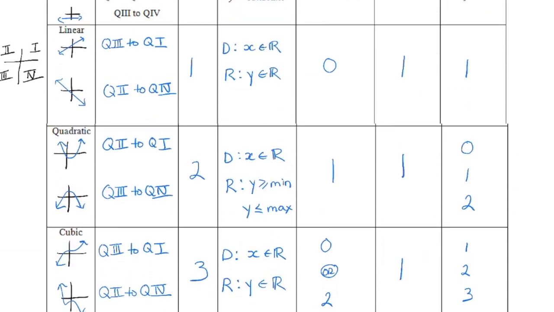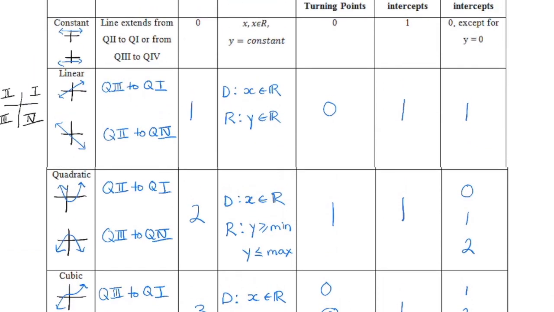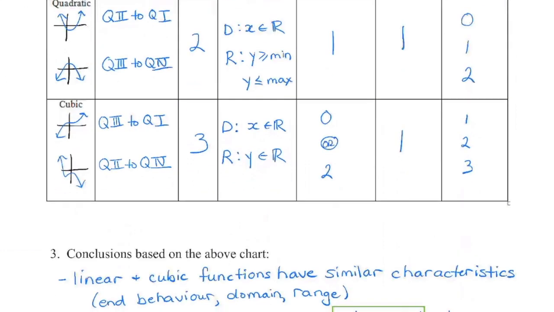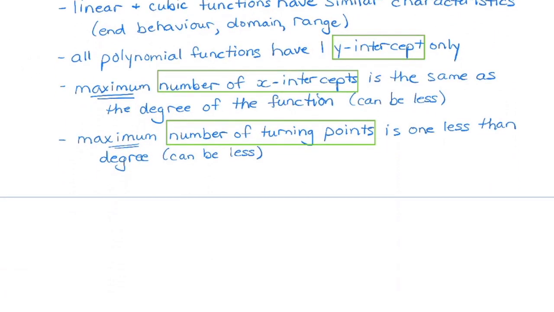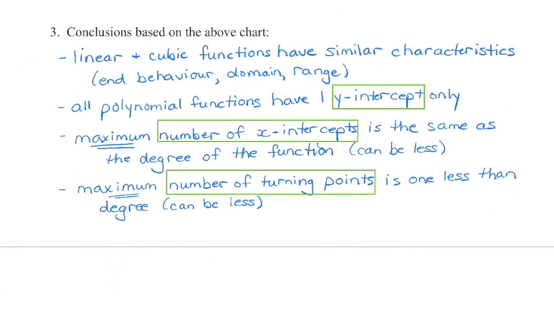And with turning points, you're going to notice a degree 1 function does not turn. A degree 2 function turns once, and a degree 3 function turns twice. It can also not turn at all, but remember, it's not ever going to turn once. That would put it back into a quadratic, which it's not. So here's another tip for you, the maximum number of turning points is always going to be 1 less than the degree. It can be less in the case of the cubic, but it won't be more.